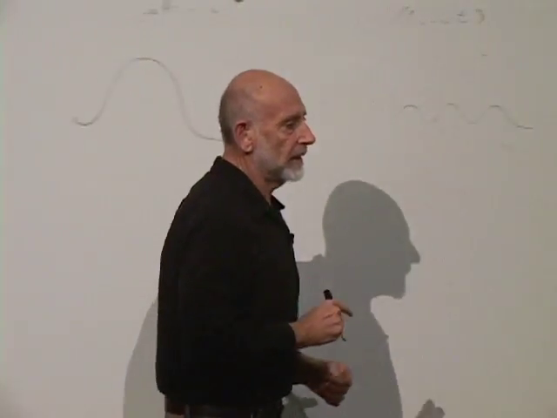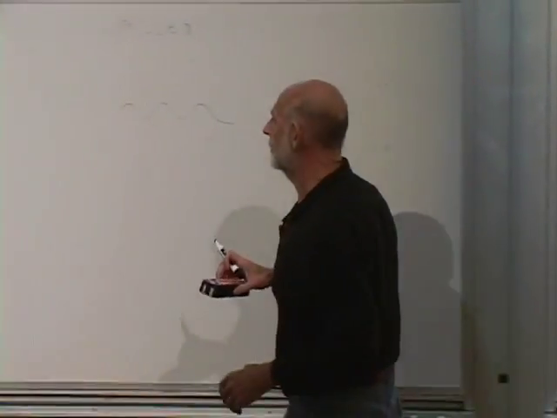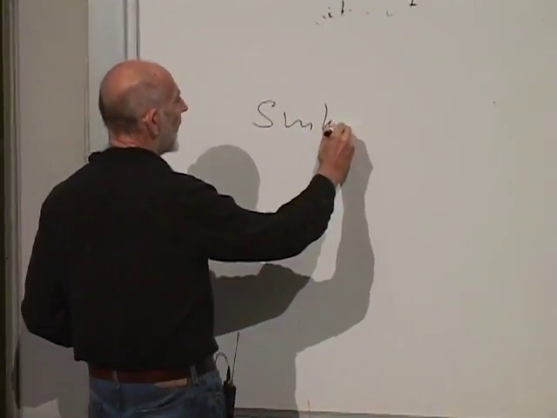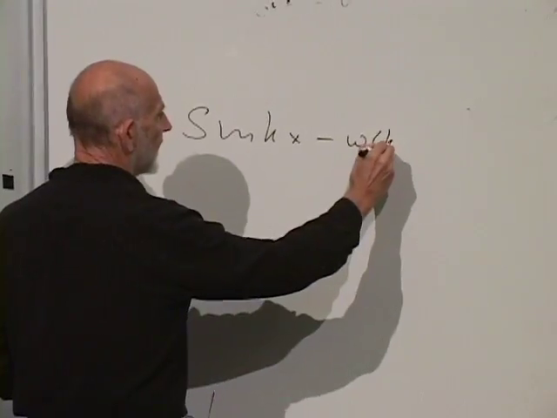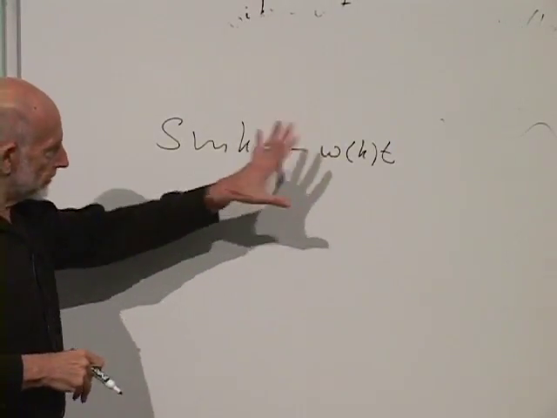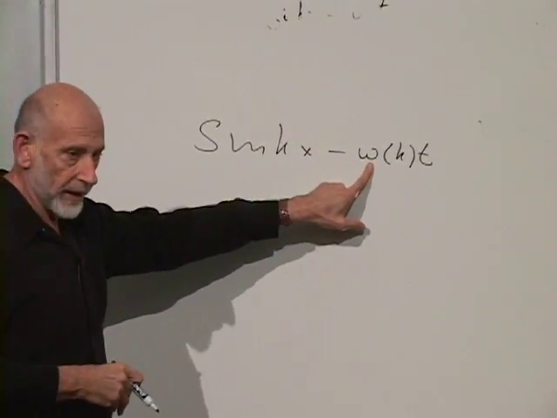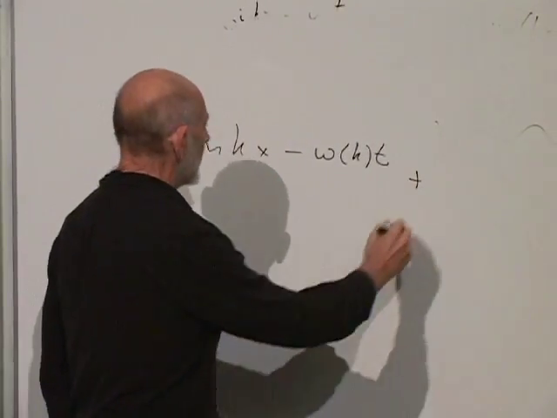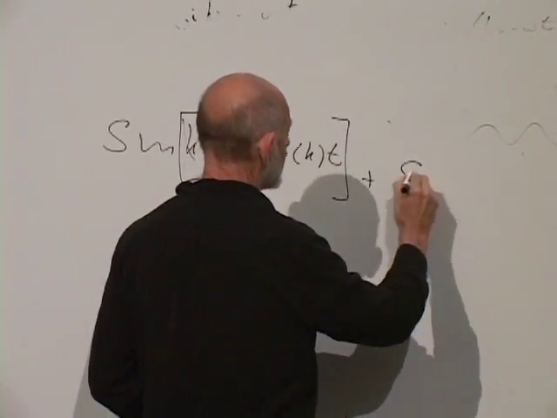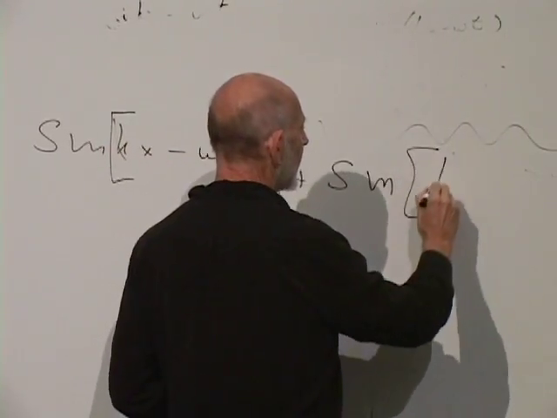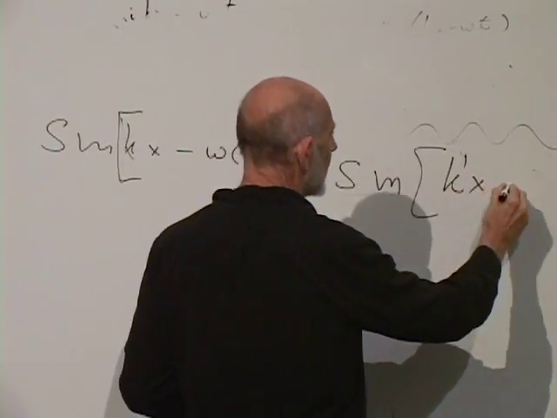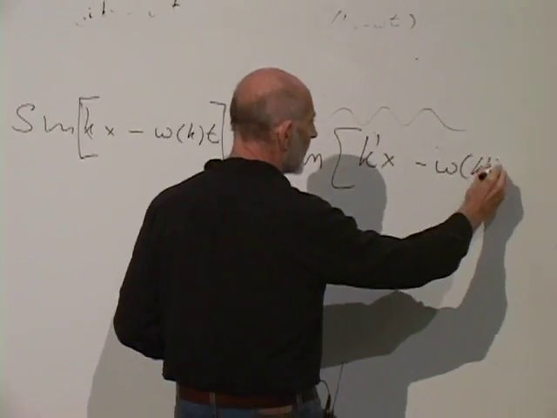So in particular, take e to the i kx. We could just take sine, sine is good enough: sine of kx minus omega of k times t. This is just a wave moving along with momentum k, energy omega. And let's add to it another wave, sine of k prime x minus omega of k prime times t, where k prime and k are very close to each other.